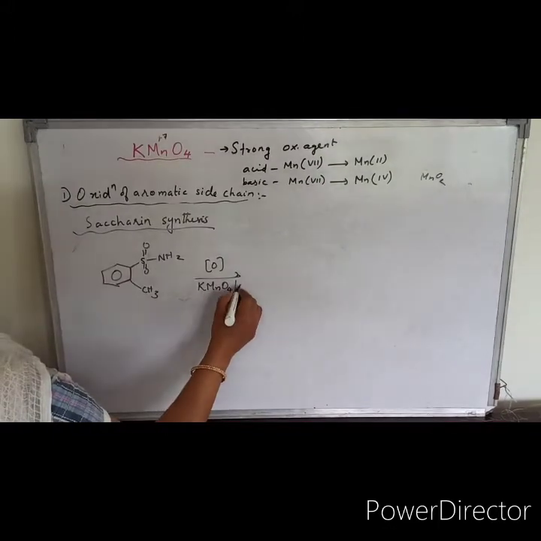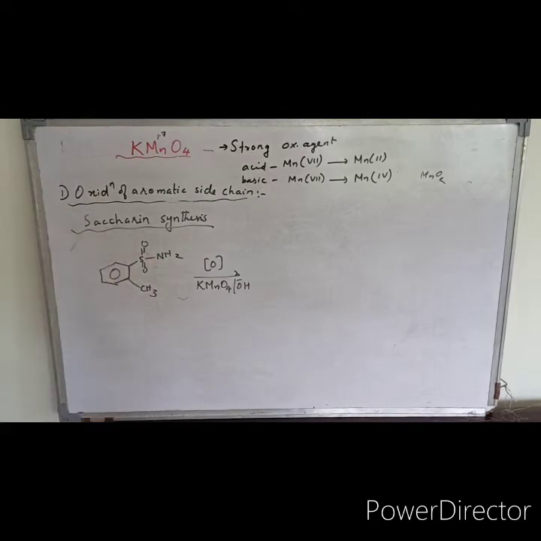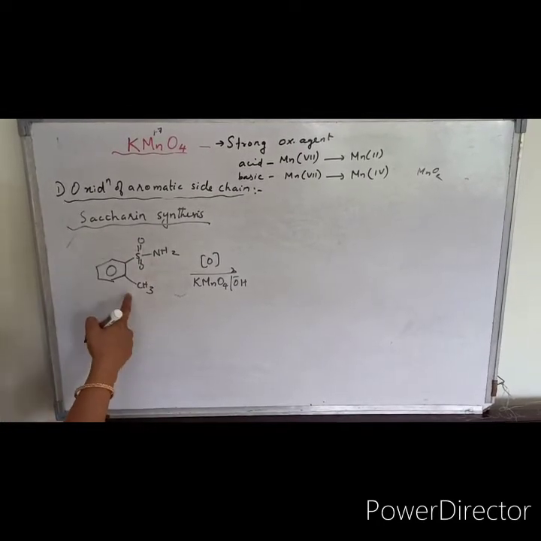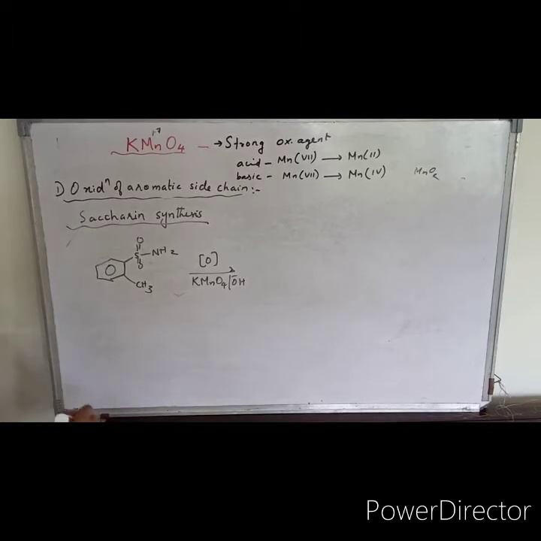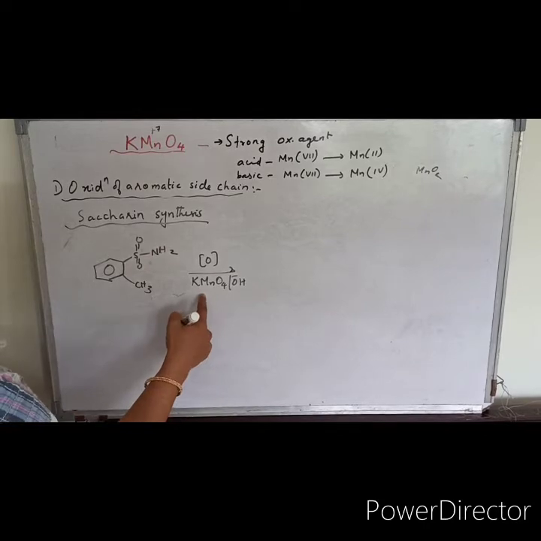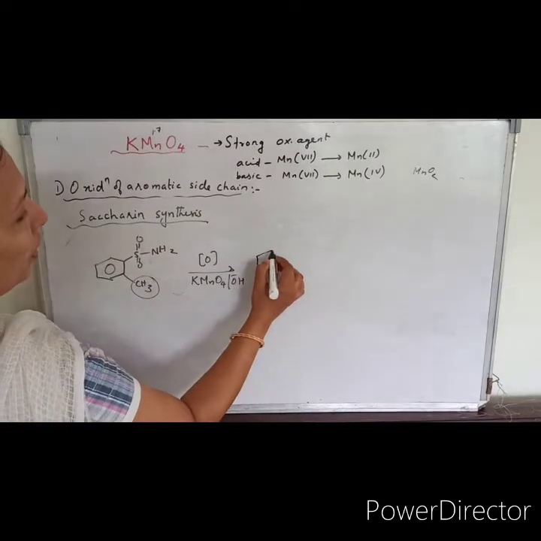An application of alkaline KMnO4 oxidation is in the synthesis of saccharin. For that you take a sulfonamide with a CH3 group at the ortho position. If you do the oxidation over here, this CH3 will be oxidized to carboxylic acid.